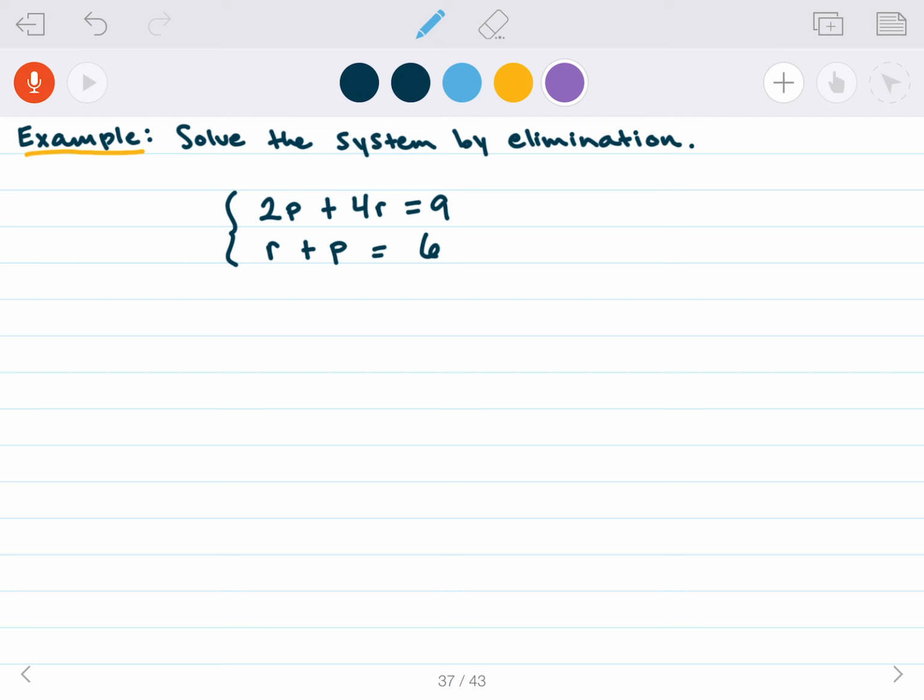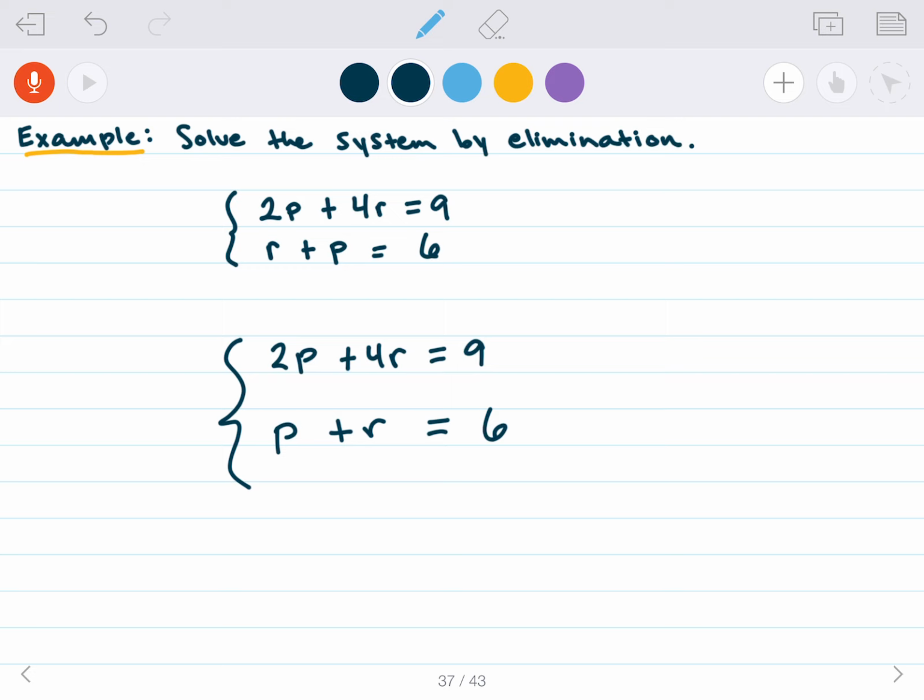So the first thing I want to do is get the p's and the r's lined up, because right now they're not. The 2p is above the r and the 4r is above the p. So I'm going to rewrite it as 2p plus 4r equals 9. I'll leave the top one, and the bottom one I'm going to change to p plus r equals 6, just so that they're lined up vertically.